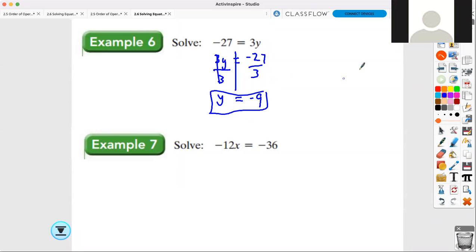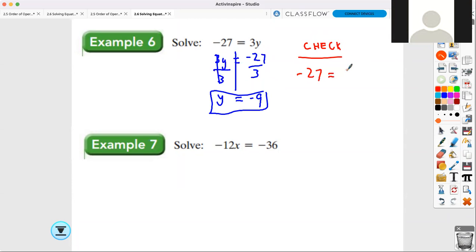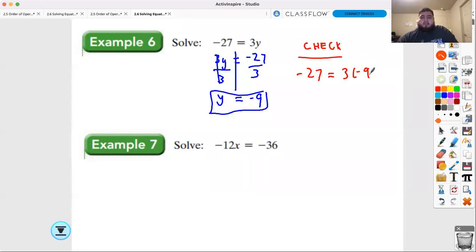Negative 9. And then remember, we can check, guys. You know how to check to see if I got this right, or was I guessing. So you plug it into the original equation and work it out. You get negative 27 on the right and on the left. That's a true statement. So we did get the correct solution.